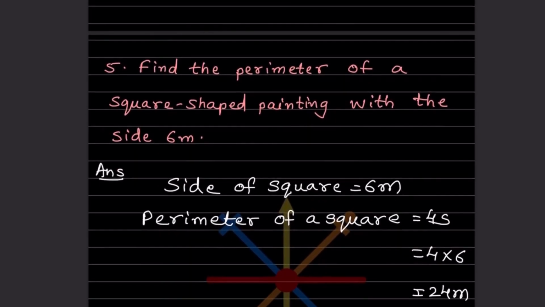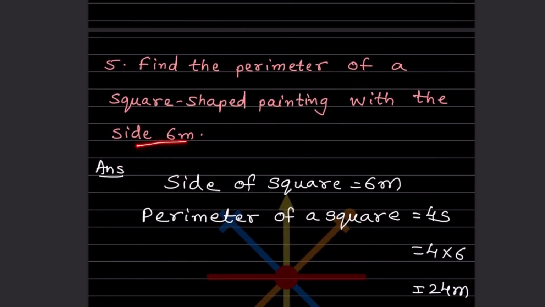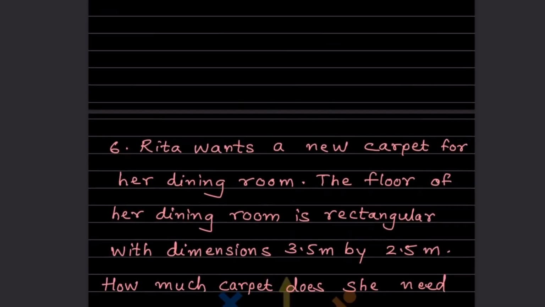Now find the perimeter of a square shaped painting with the side 6 meter. Square shape is given. So side of square is 6 meter. And this is the perimeter. Perimeter means the perimeter of a square, that is 4s. So here what are you going to write here? 4 multiplied by s. So 4 into s is given. The side is given as 6. So that will be 24 meter.